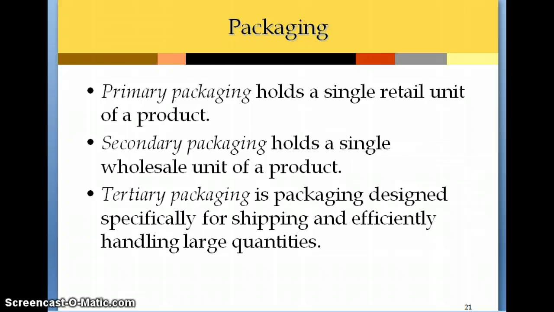Secondary packaging holds a single wholesale unit of the product. Tertiary packaging is packaging designed specifically for shipping and efficiently handling large quantities. Examples include pallets of goods wrapped in plastic.